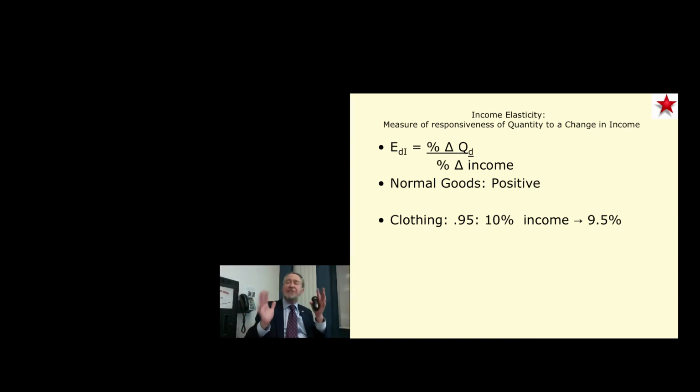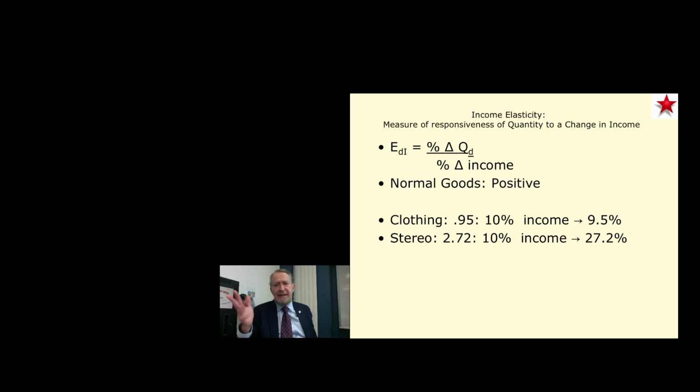We noted before, Starbucks is very responsive to changes in income. And here are some examples. Clothing is like a 10%. It's like unitary elastic. Stereo systems, high income elasticity. A 10% increase in income leads to like a 30% increase in expenditures. Not additional numbers of units, but in quality that's purchased. This was a study that was done at some point.